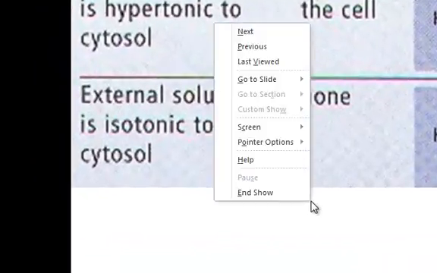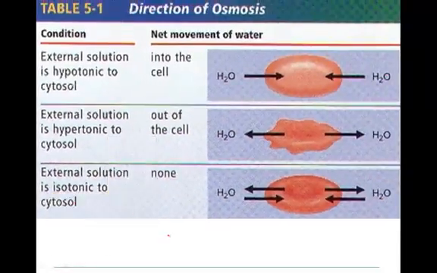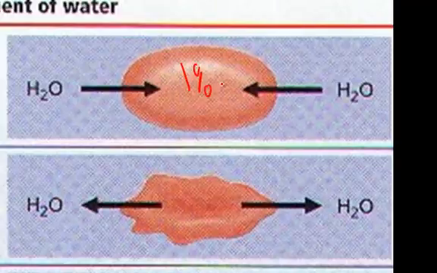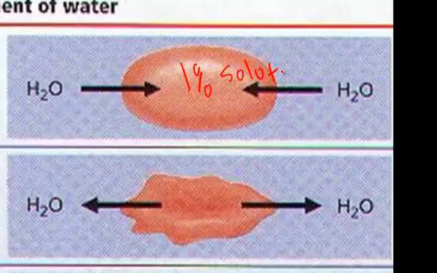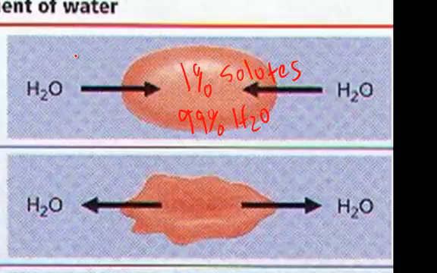In this case, let me indicate for you that red blood cells and body cells in general have an osmotic concentration, a total concentration of salts, of about 1%. So 1%, I'm going to put solutes. If it's 1% solutes, then it's 99% solvent, and the solvent is water, so 99% water. If we put such a cell into a solution of distilled water.